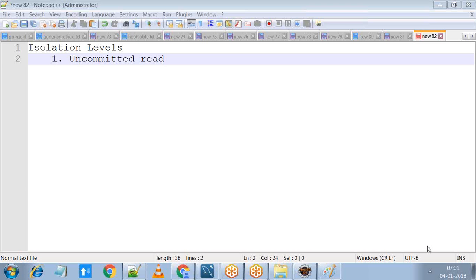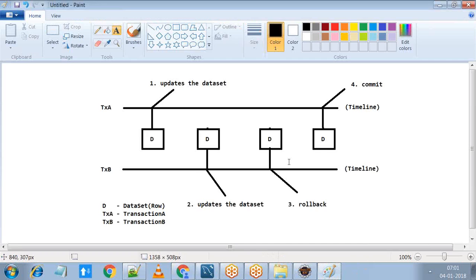So if it obtains a write lock, what happens? It won't allow other transactions to update this data set. In this example, transaction A acquires a write lock. First it updates, and it acquires that write lock. Once it acquires a write lock, it retains that lock till it is done with the execution. Either it has to commit or roll back.